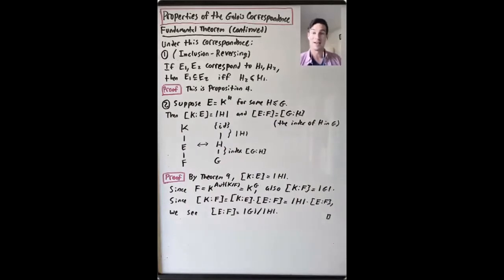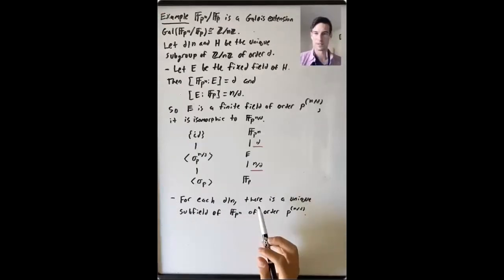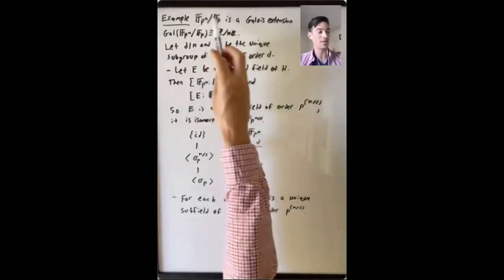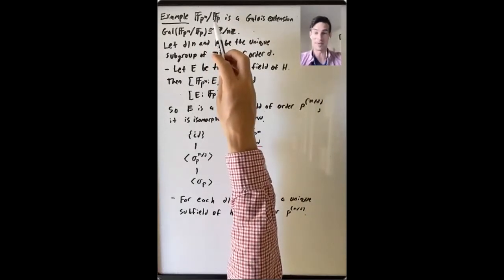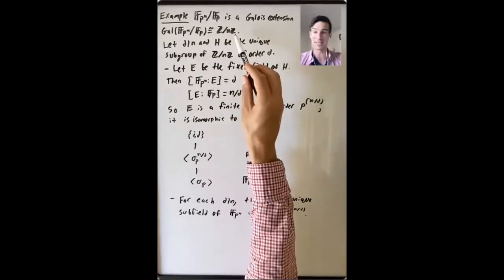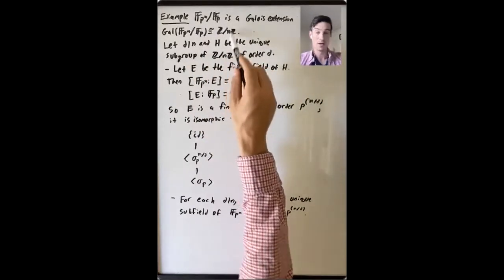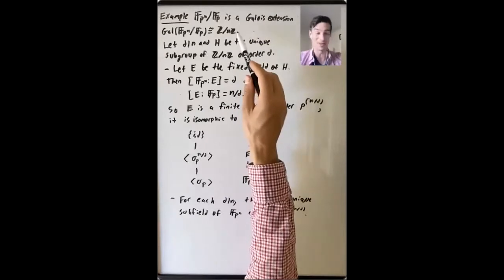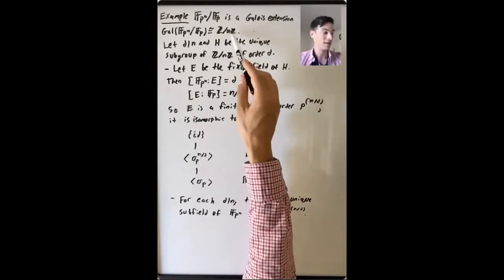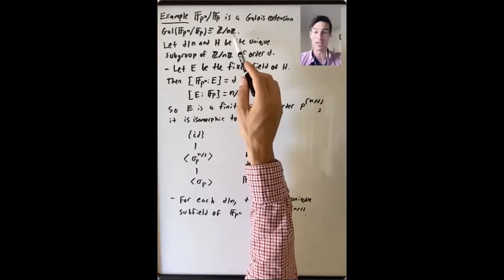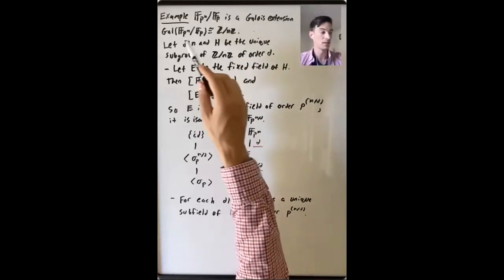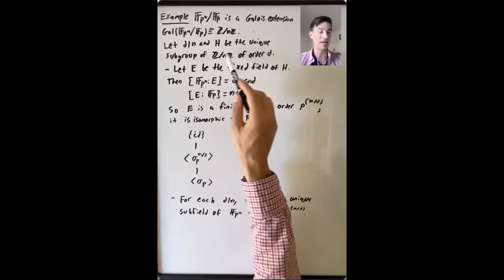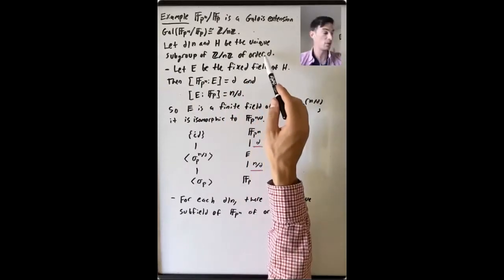All right, so I'll pause and erase, and then we'll see how this property of the correspondence tells us something interesting in examples that we've already looked at. Let's go back to this finite field example. F_p^n is a Galois extension of F_p, and the Galois group is isomorphic to Z mod nZ. We know everything we could possibly want to know about subgroups of Z mod nZ: there's exactly one subgroup of order d for each d dividing n. So let's say d divides n, and let H be that unique subgroup of Z mod nZ of order d.